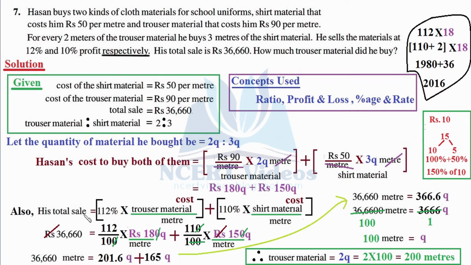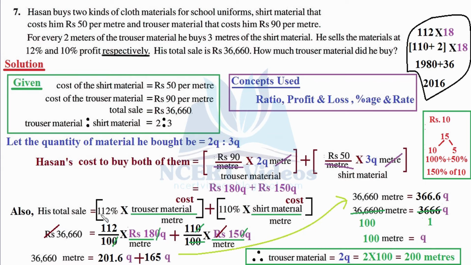Also, his total sale will be equal to the selling price of each item, that is trouser material and shirt material. And in order to find the selling price of these individual items, we are given the hint. That is, 12% of profit he gets on the cost price of trouser material and 10% of profit he gets on the cost price of shirt material. So we wrote the same.